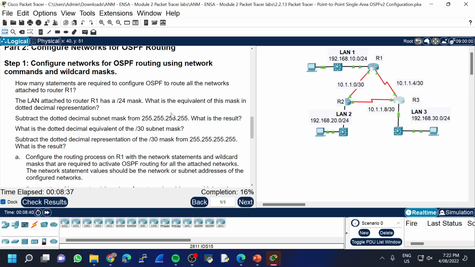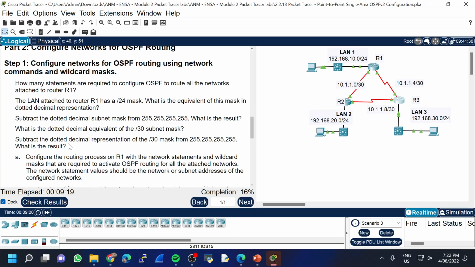The LAN attached to router 1 has a /24 mask. What is the equivalent of this mask in dotted decimal representation? You don't know that one, mate? Go back to Cert 3, Network Essentials, and do the whole thing again. What is the subnet mask decimal notation for /24? Cool. What is the dotted decimal equivalent of /30? 255.255.255.252, right?